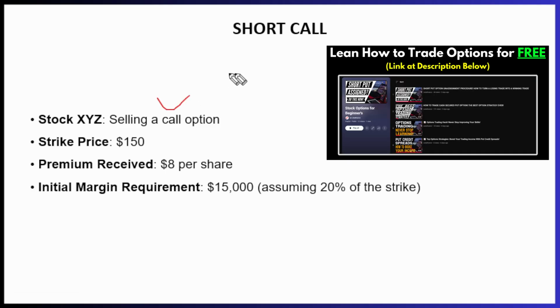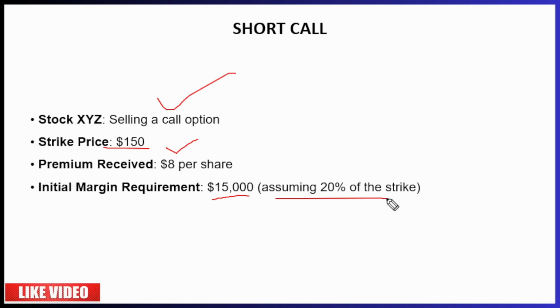So here, we're going to sell an option with a strike price of 150. We're going to receive $8 per share. So the initial margin for this will be $15,000. Assume 20% of the strike price. This will be in the case of the portfolio margin that I mentioned to you guys before. Okay, because this is what most of the brokers will require from you to open the trade. Roughly 20% of the strike price.